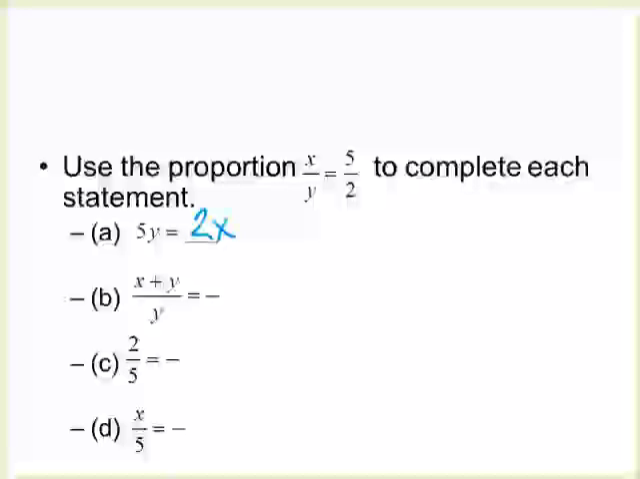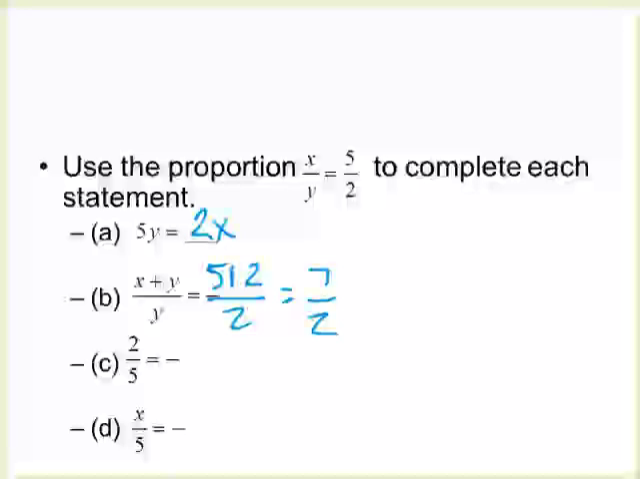For part B, what is x plus y over y equal to? 5 plus 2 over 2, or 7 over 2. Whatever you're doing on one side, do the same thing on the other side. So add together top and bottom, keep it over bottom.